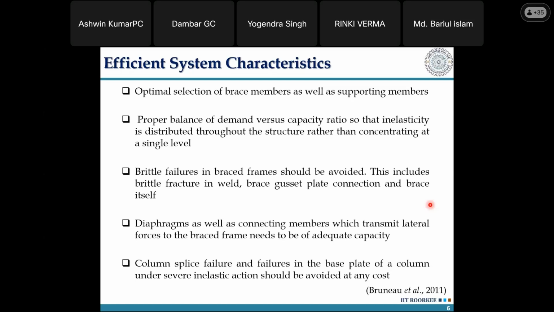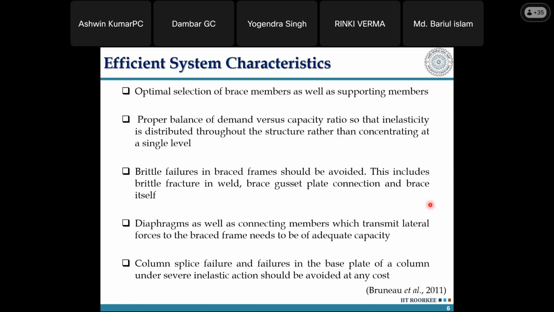We'll understand later on that. In the SCBF system, the R value has reduced because once a brace buckles at a particular floor, the tendency for the damage to get concentrated at that floor increases, which means a soft story mechanism tends to form more in CBF systems, concentrically braced frame systems.